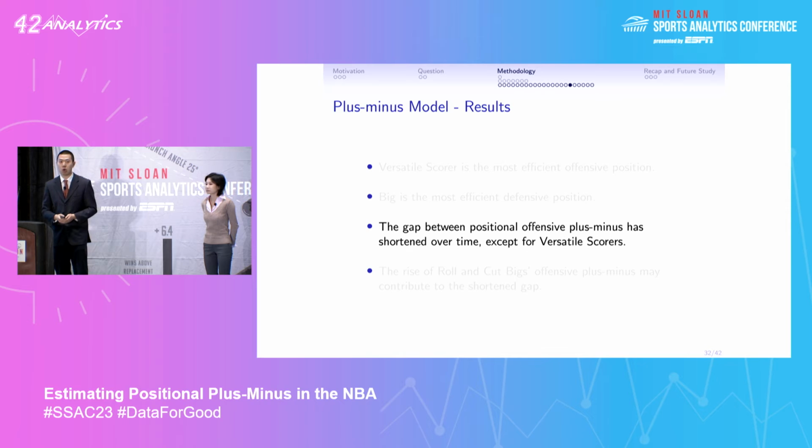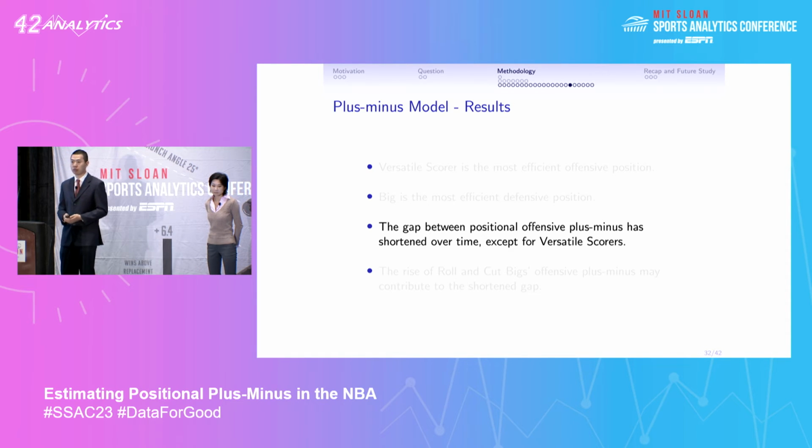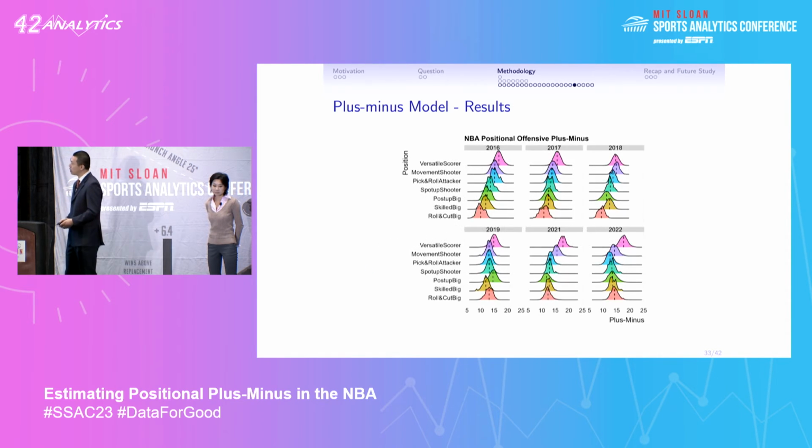Another takeaway from our analysis is that we think the gap between positional offensive plus minus has shortened over time, except for versatile scores. If we take a look at this graph here again, the offensive plus minus graph, we will notice that the versatile score's offensive plus minus is consistently higher than other positions' offensive plus minus in this graph.